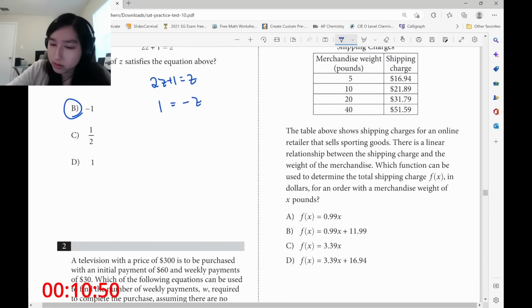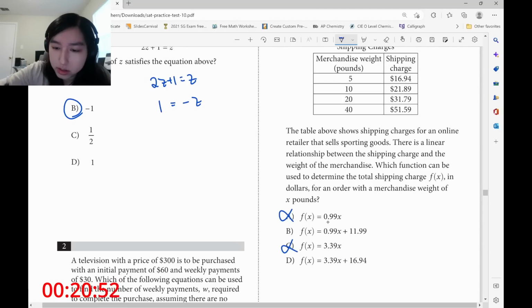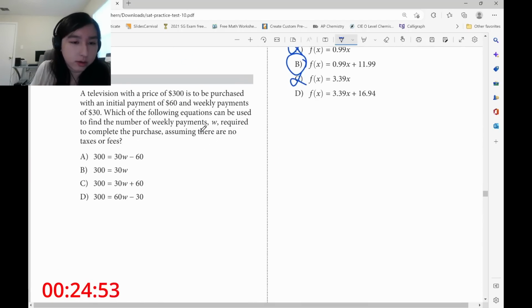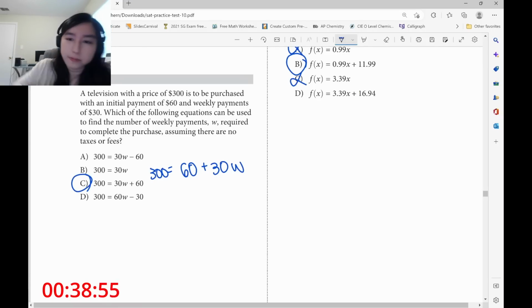Let's look at this one. Just by thinking in real life, there should be a y-intercept, not A, not C, and the change is closer to 0.99 instead of the other one. This initial payment of 60 and weekly payment of 30 should look like this: 60 plus 30w equals 300. Which one is this? 60 plus, there we go, C.